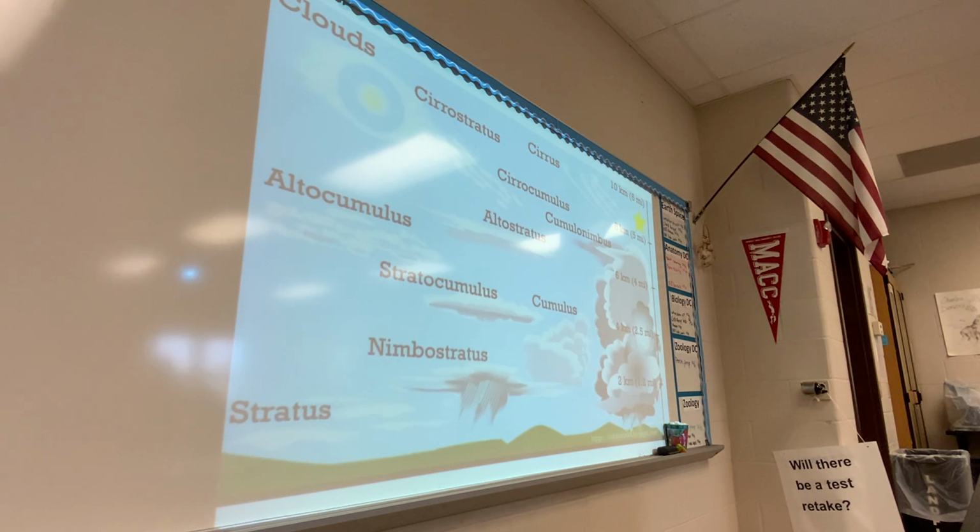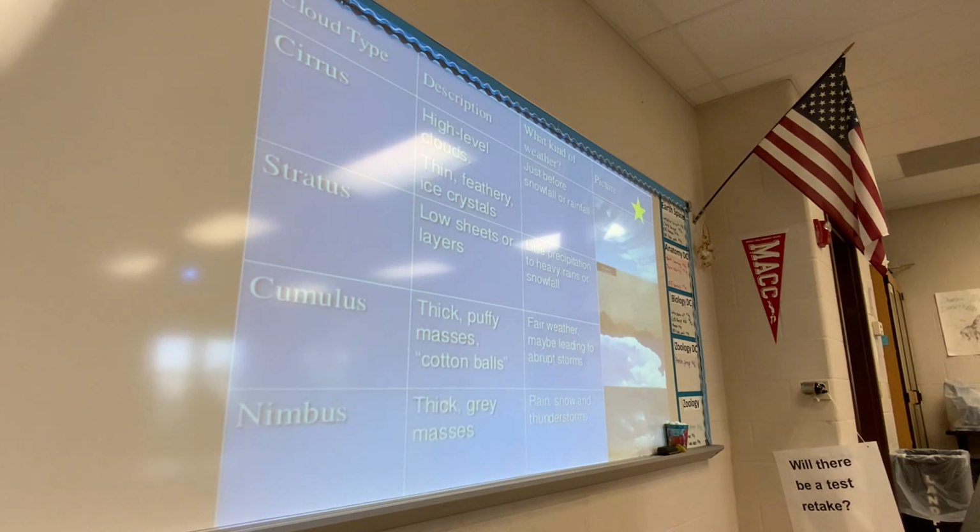All right, so here are all the different kinds of clouds. They can have more specific names. The ones on the other slide were the main categories, but they can be broken down more. You've got nimbostratus, stratocumulus, and altostratus. Scientists like to give names to everything, so it can be more complicated than that. This slide is in Google Classroom in the student notes section. It tells the type of clouds, the description, and what kind of weather they bring.